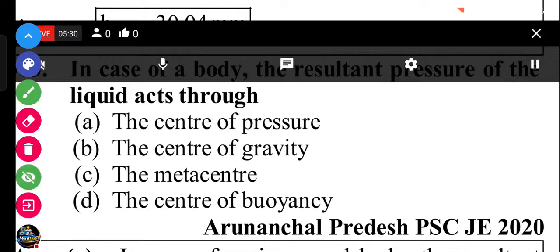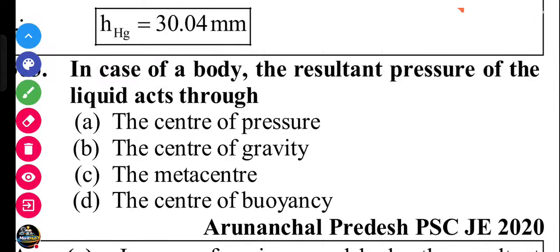Next question, friends. In case of a body, the resultant pressure of the liquid acts through the center of pressure, the center of gravity, the metacenter, or the center of buoyancy. The answer is the center of pressure.